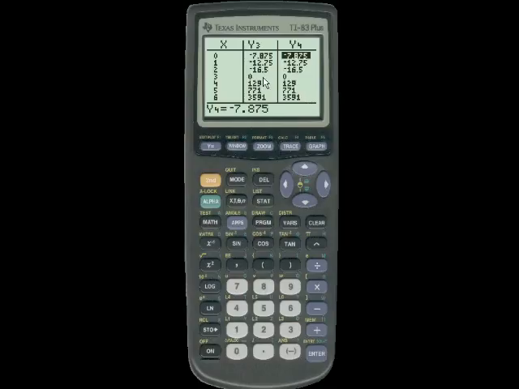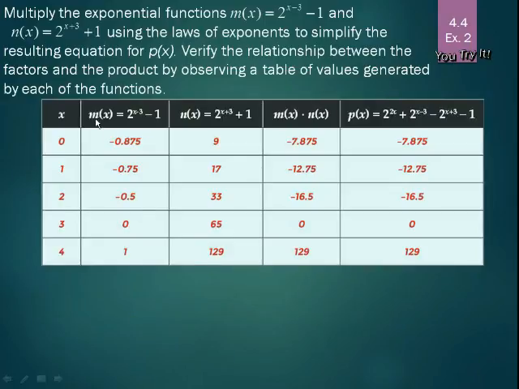So now I do have a table for you that I've made, so we can view them as a full table. So we've got x values 0 through 4, and I just used my values from the calculator and plugged these in to each of these columns. And the things that we're checking for are that we have the same answers for m of x times n of x as we do for p of x. Those should be the same, and they are. And they were in our calculator as well that we just saw.